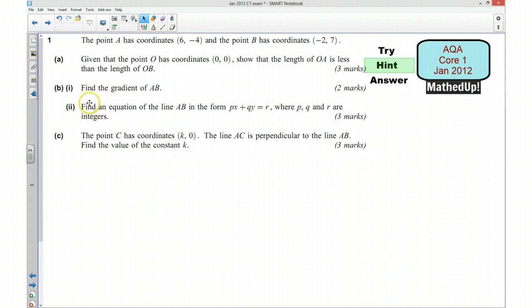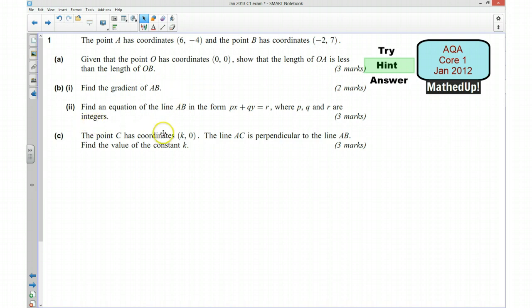Okay, part B asks us to find the gradient of AB. So again, it would be useful for you to sketch a diagram and mark on point A and point B, and then decide what the change in y is and what the change in x is, and use that to decide what the gradient of AB is going to be.